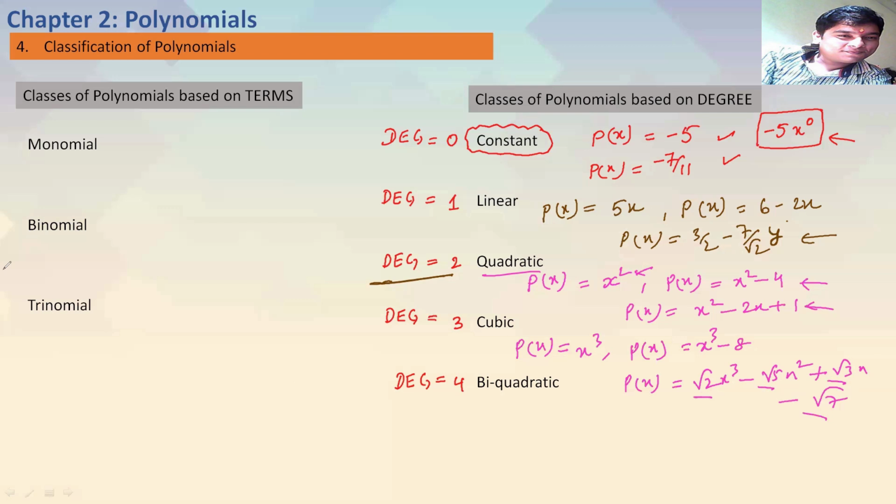And the last one is biquadratic. Biquadratic means degree 4. The simplest one will be p(x) is equal to simply x to the power 4. That's a biquadratic polynomial. And it can get bigger, like x to the power 4 minus 3x squared plus 2x minus 1. Got it, Ankita? Is it understood up to here? Very good. So that is the classification.